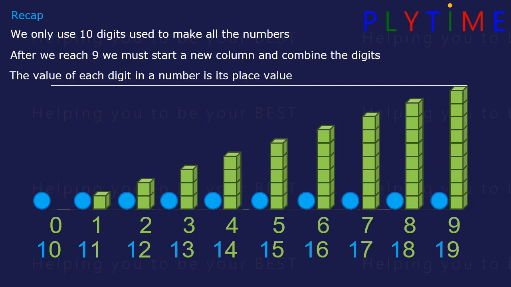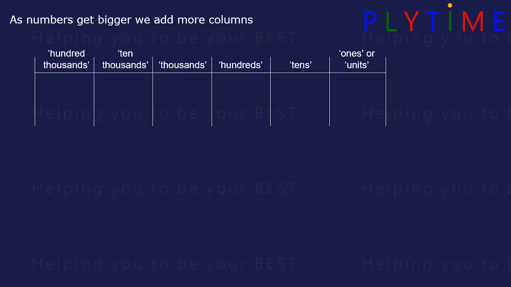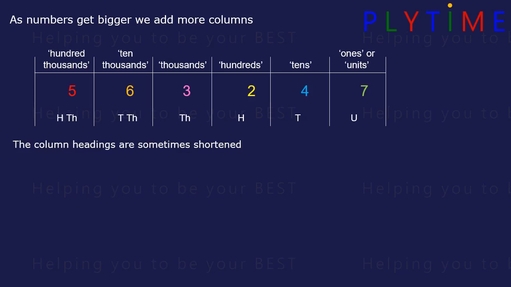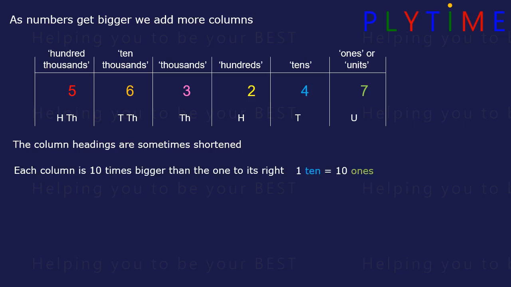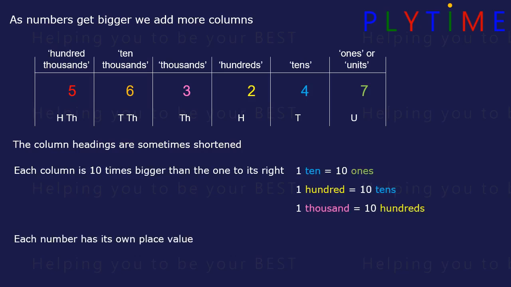The value of each digit in a number is its place value. The value of the blue ones in these numbers is 10. As numbers get bigger, we add more columns. We've got 100,000s, 10,000s, thousands, hundreds, tens, ones and units, and sometimes the headings can be shortened. Each column is 10 times bigger than the one to its right. So 10 is the same as 10 ones, 100 is 10 tens, and 1000 is 10 100s.